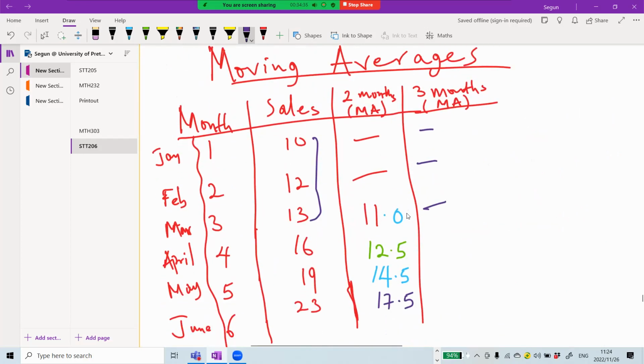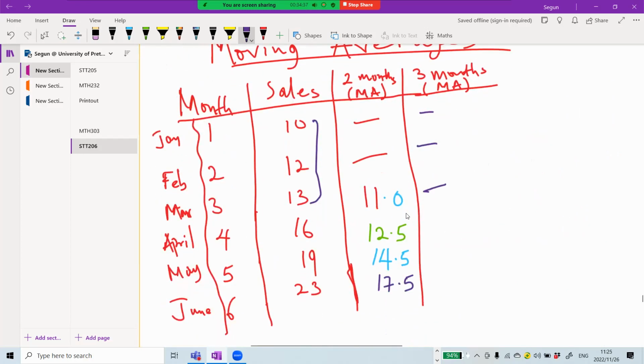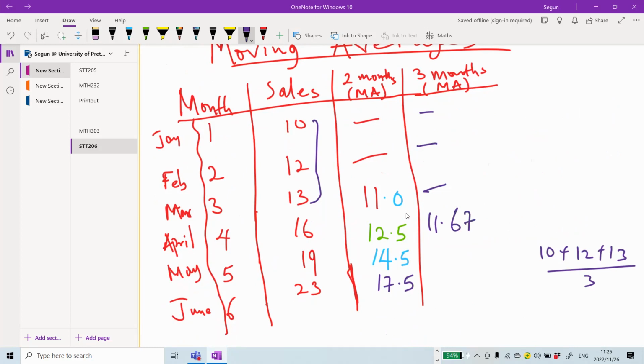So now let's look at the number we are dealing with here. So you have 10 plus 12 plus 13. What's the value? Divided by 3. 11.67. So look at it, you will not start from the first 3. So it's going to be 4. Is what? 11.67.